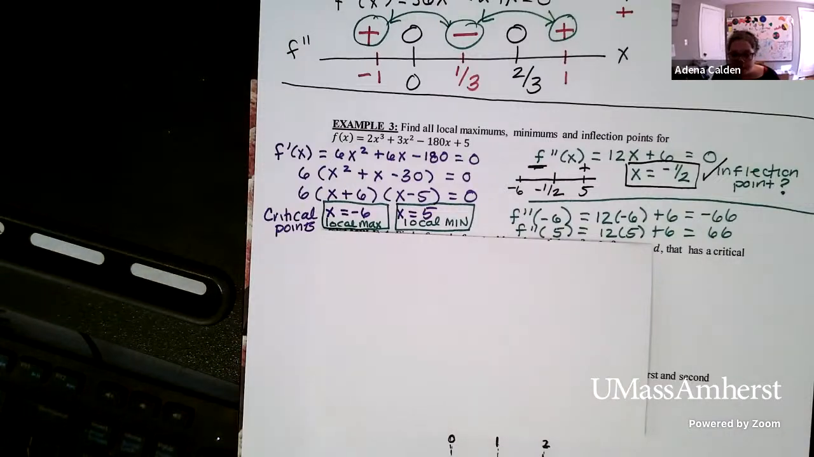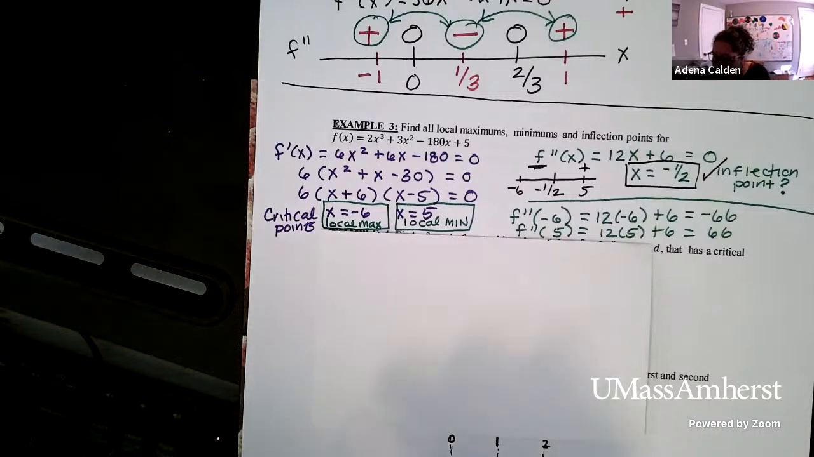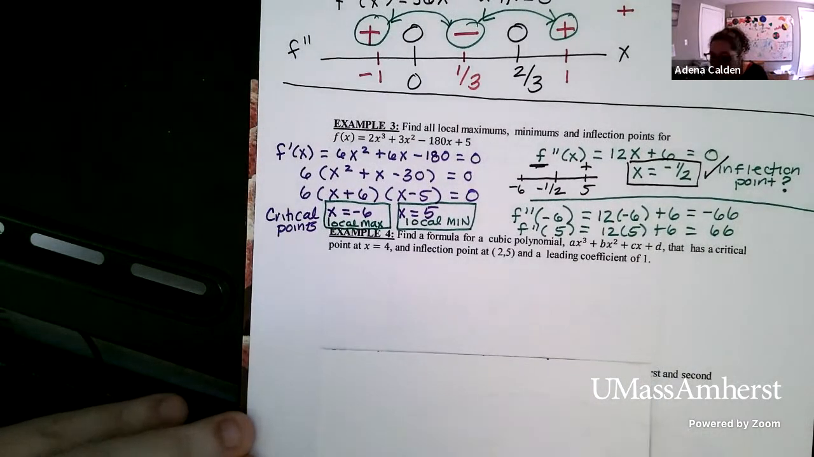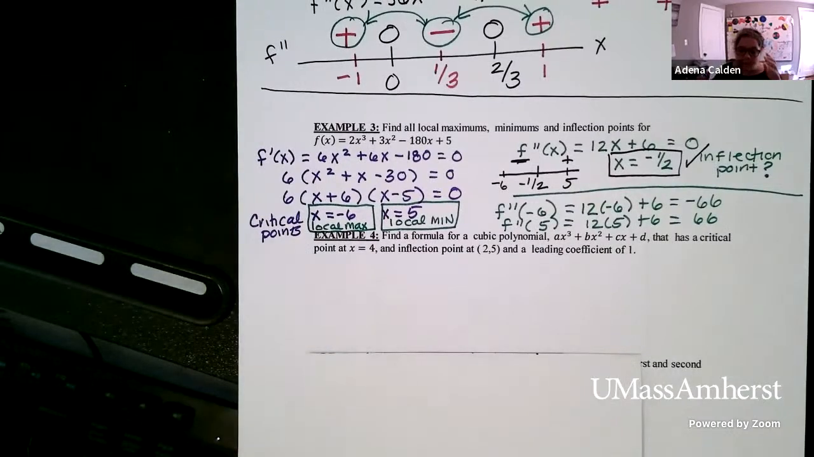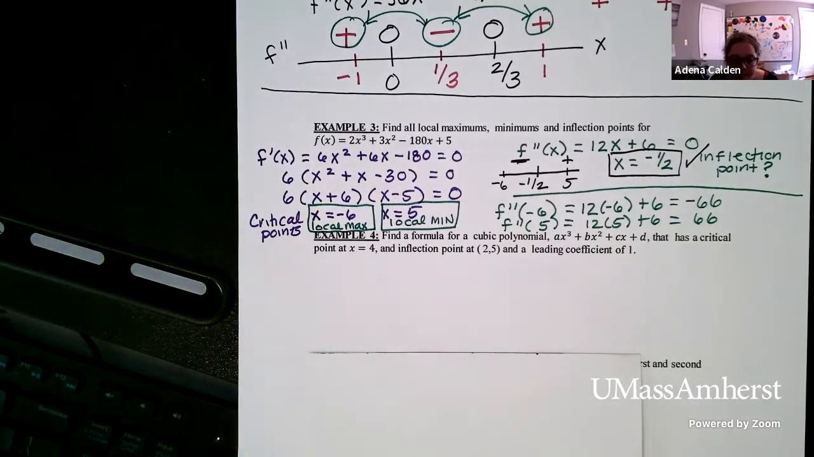The next problem that we're going to look at is going to bring in some conceptual thinking about what we know about critical points and inflection points, as well as some computational aspects of taking derivatives. This one's a little bit tricky to think about the first time through, but we do have everything we need to solve it. So here it says to find a formula for a cubic polynomial, ax cubed plus bx squared plus cx plus d, that has a critical point at x equals 4, an inflection point at (2, 5), and a leading coefficient of 1. So there's a couple things I want to say about this before I send you off to try it.